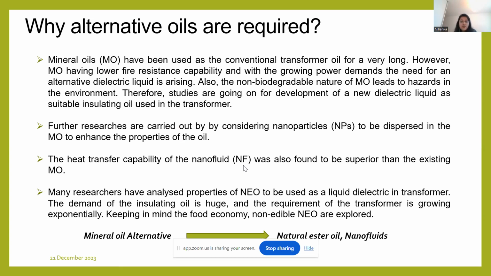Studies are going on for the development of a new dielectric liquid, a suitable insulating oil to be used in a transformer. Researchers are considering nanoparticles dispersed in the mineral oil to enhance its properties, as the heat transfer capability of nanofluids is superior to the existing mineral oil, which has been found from the research. And many researchers are still analyzing the properties of natural ester oil because of its many advantages: it is biodegradable, has higher water holding capacity, and also has a higher flash point. So keeping in mind all these things, an alternative to the conventional mineral oil is of utmost necessity.